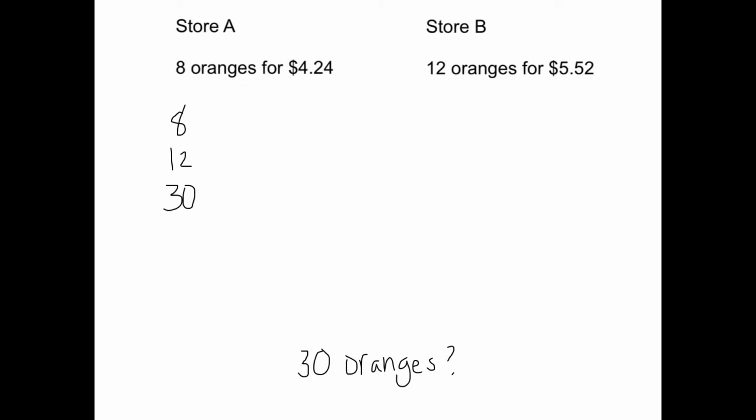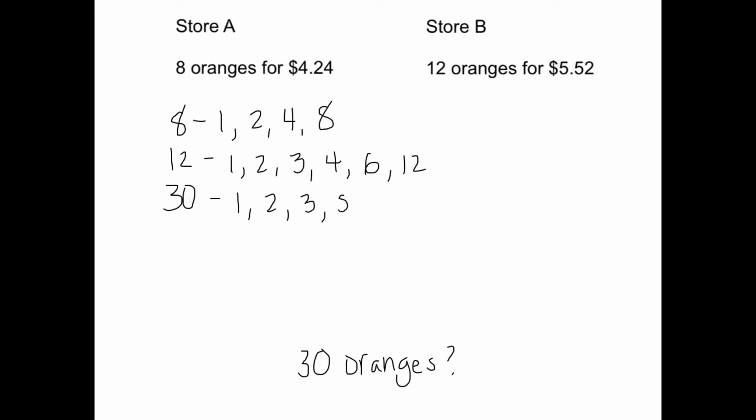So we're going to start by listing the factors of 8: 1, 2, 4, and 8. Factors of 12 are 1, 2, 3, 4, 6, and 12. And the factors of 30 are 1, 2, 3, 5, 6, 10, 15, and 30. What is the lowest common factor here? Good. The lowest common factor is 2. 2 is a factor for all of these numbers.